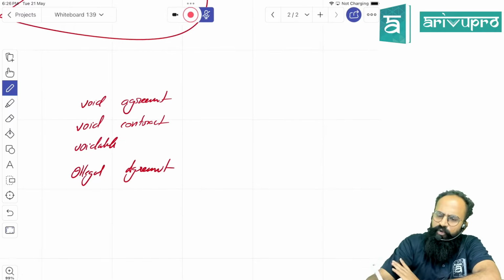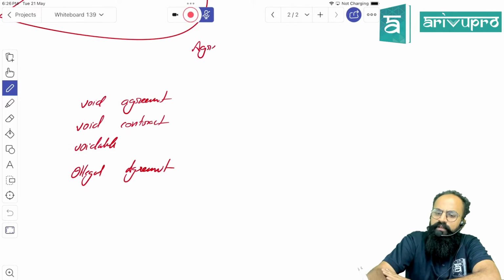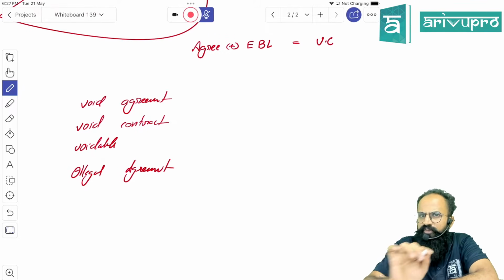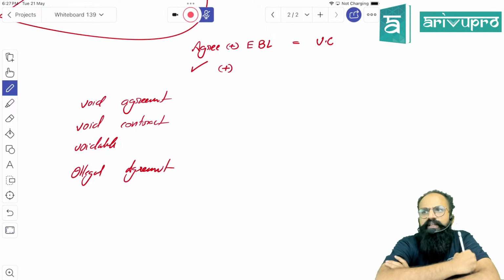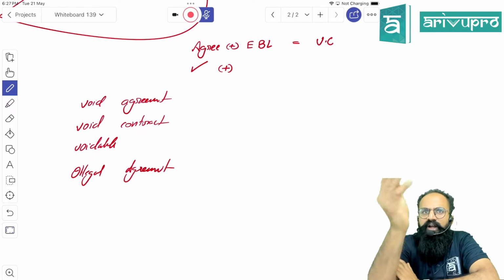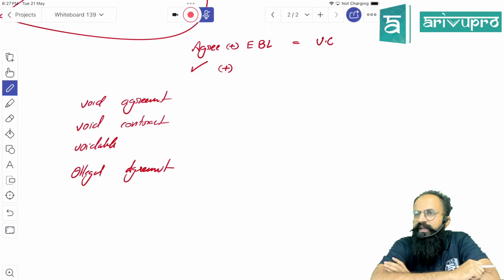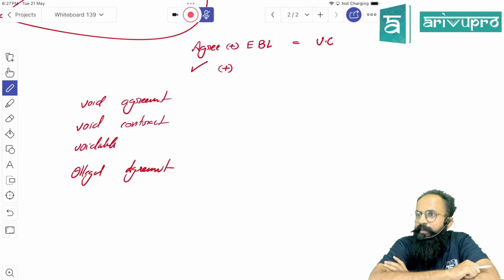Now if you go back to our equation, LHS equals RHS. What did we write? We wrote: an agreement which is enforceable by law becomes a valid contract. Agreed? This was the equation. Now let us imagine there is an agreement, but you are not satisfying some essential elements. What are you not satisfying? We wrote something given under section 10 and something not given under section 10. Under section 10, you wrote something called capacity of the parties.